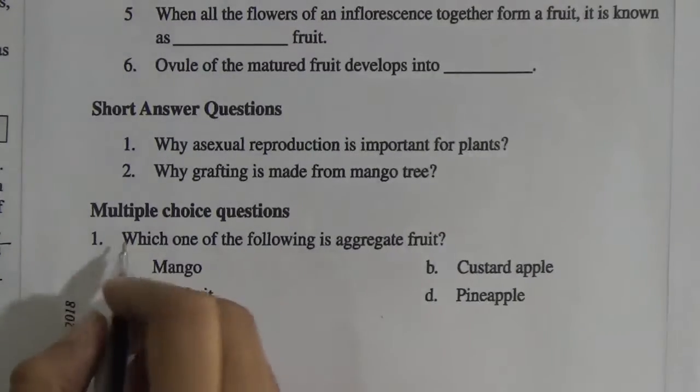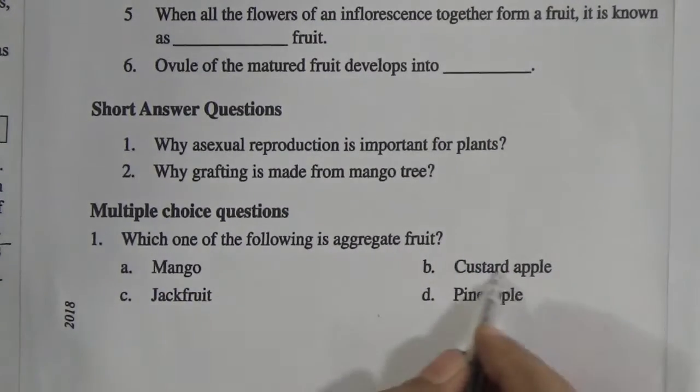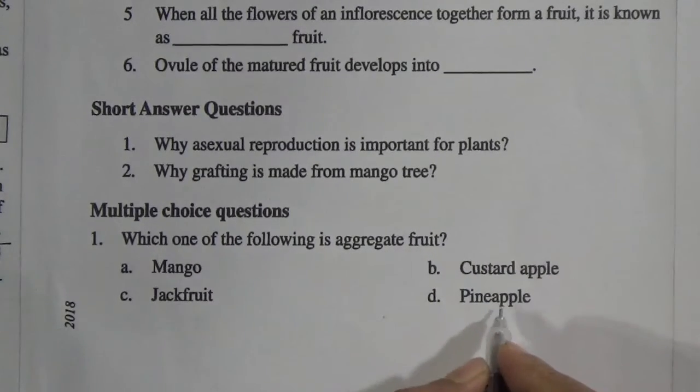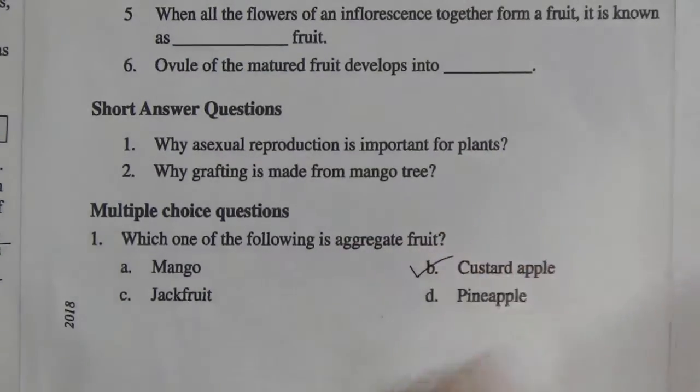Now come to MCQ. Which one of the following is an aggregated fruit? Mango, custard apple, pineapple, jackfruit. Mango is a simple fruit, jackfruit and pineapple are multiple fruits, so custard apple is the aggregated fruit.